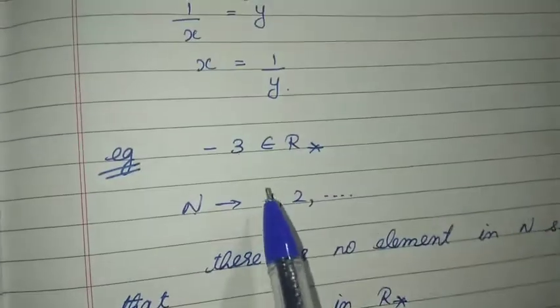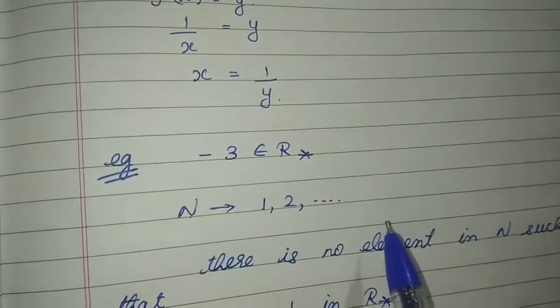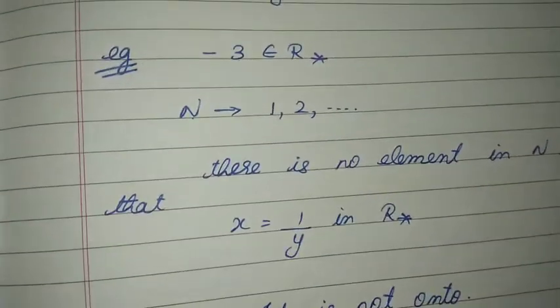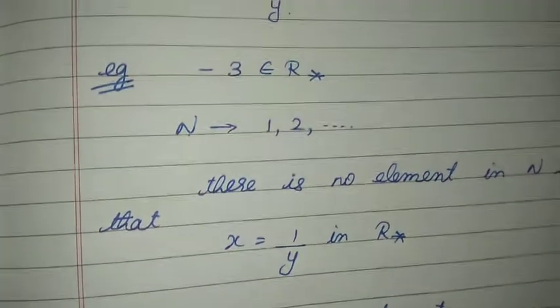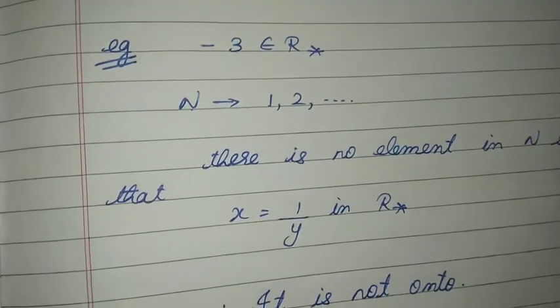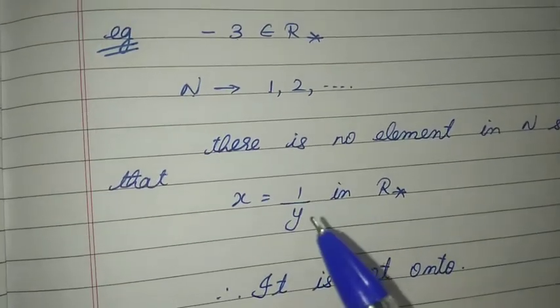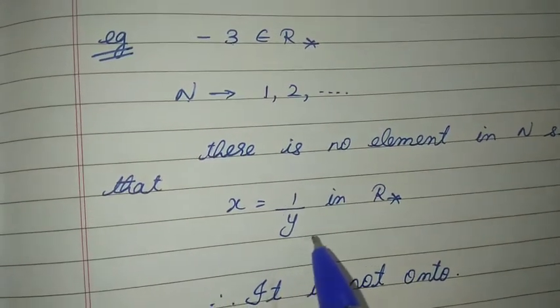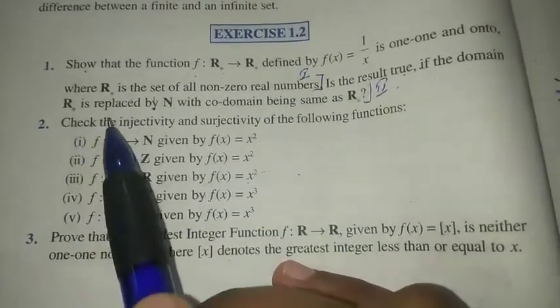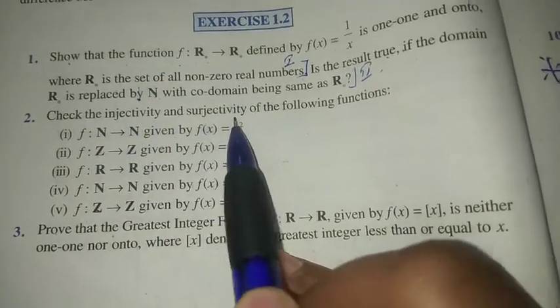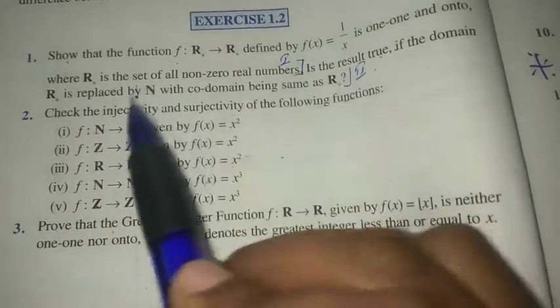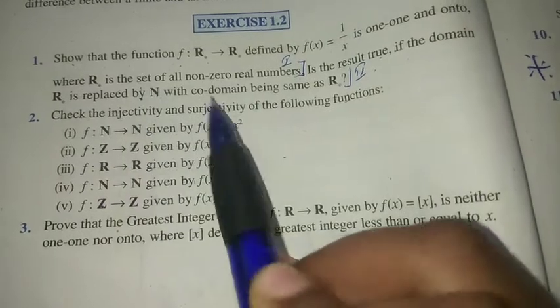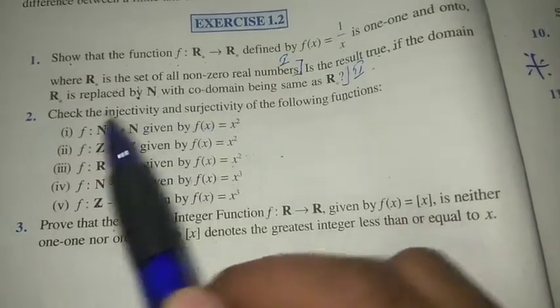Okay, natural numbers are always positive. Can we get negative numbers in real numbers? Real numbers, they are saying non-zero real numbers, so it might have negative also. But here, no negative. Second question: check the injectivity and surjectivity of the following functions. Injectivity means 1 to 1, surjectivity means onto.